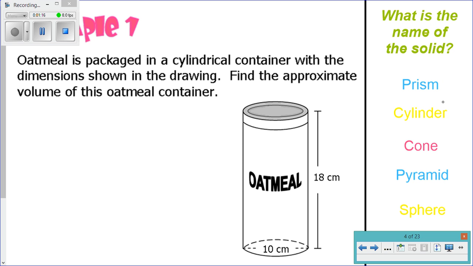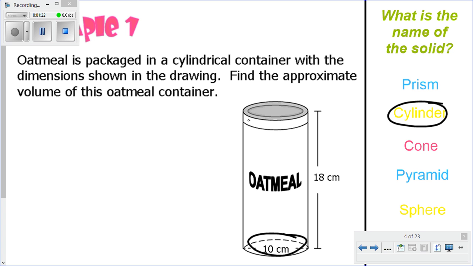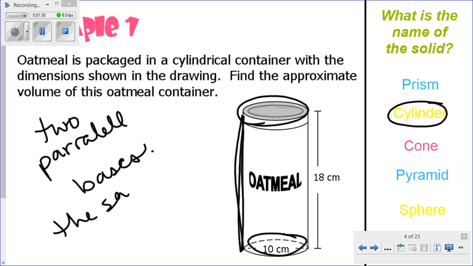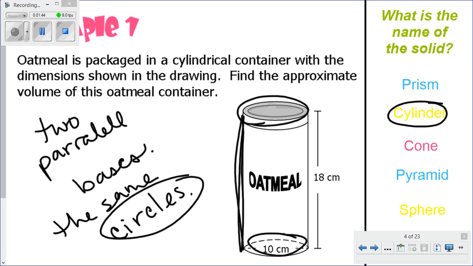And we already know what the name of this solid is. We know that it is called a cylinder because it has a circular base. Two circular bases, in fact, and they're parallel to each other. So that's something you might want to write down. It has two parallel bases, and they are the same. In this case, they are circles. Okay?